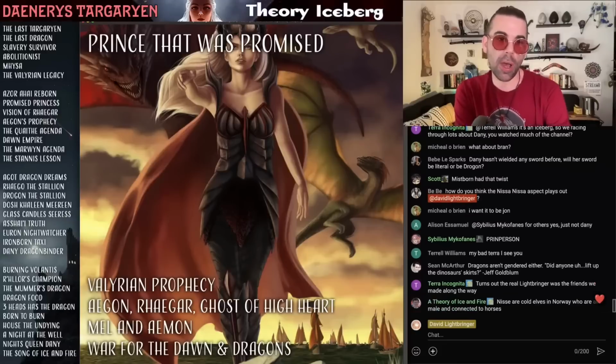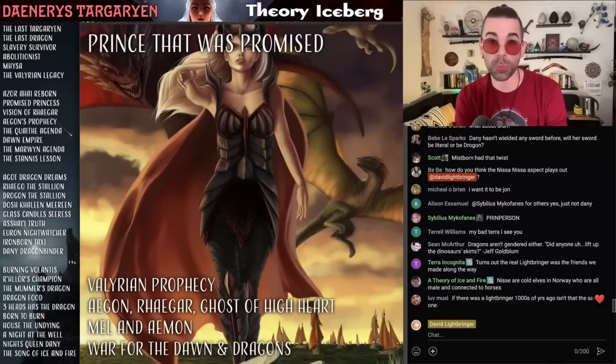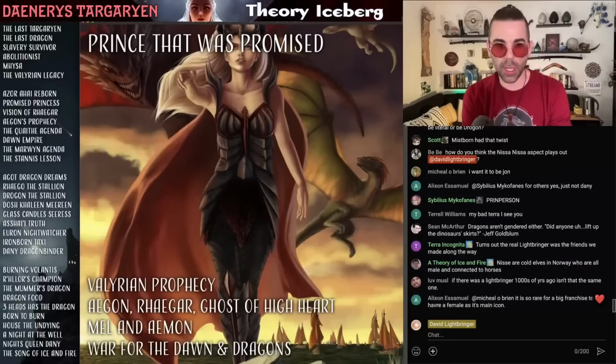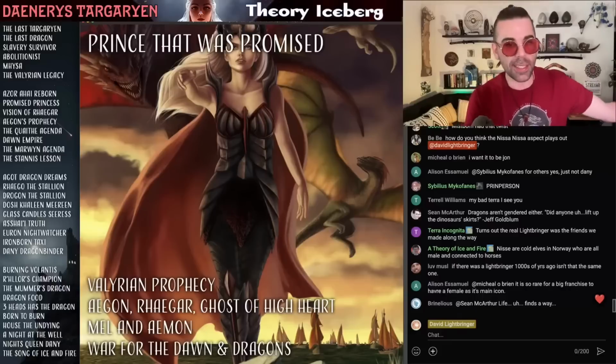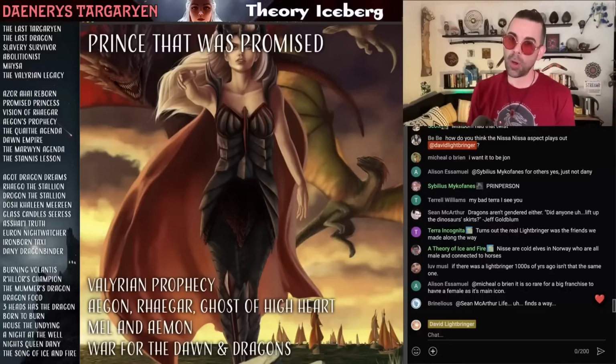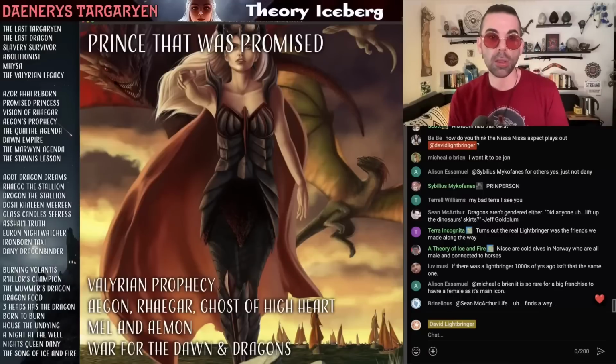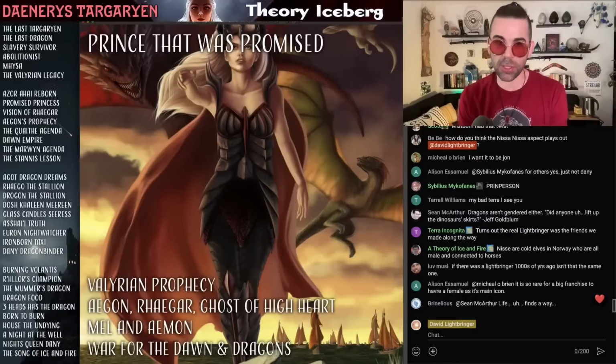We see also there is this idea that the prince that was promised is Azor Ahai Reborn. Seems like Rhaegar thinks that, and so does the Ghost of High Heart. So we're going to talk about Aegon's prophecy in a minute, but they've all been looking for the prince that was promised. Basically from Valyria to Aegon to Rhaegar, all the way to Maester Aemon. They are all thinking that this is the same thing.